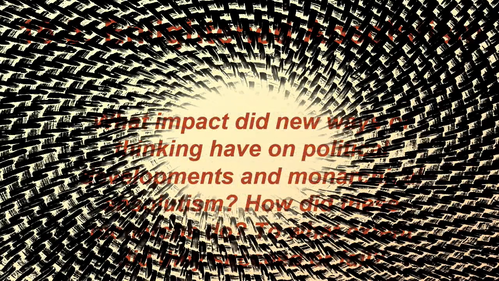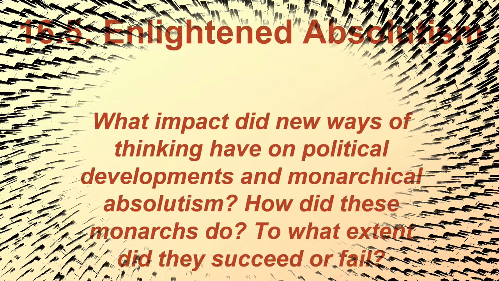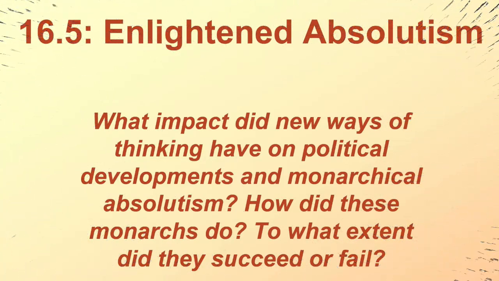This is lesson 16.5, Enlightened Absolutism. You wouldn't think those two words would go together. What impact did new ways of thinking have on political developments and monarchical absolutism? How did these monarchs do? To what extent did they succeed or fail?